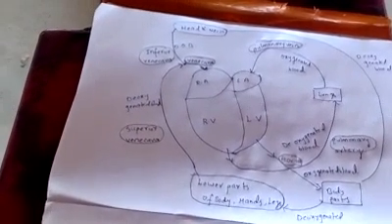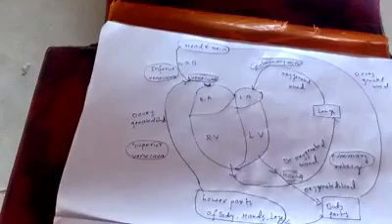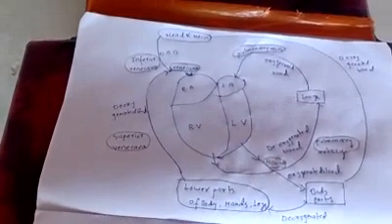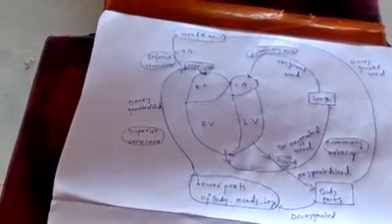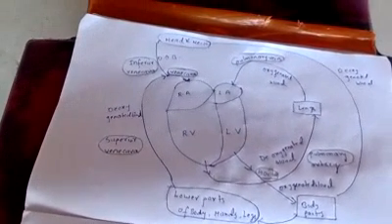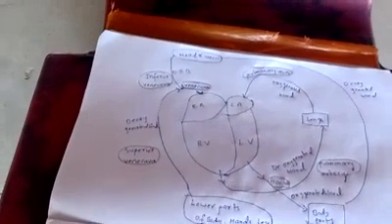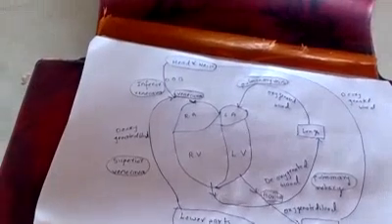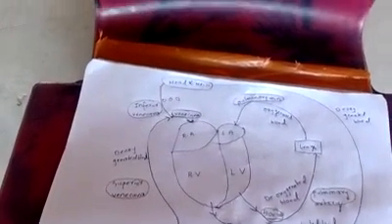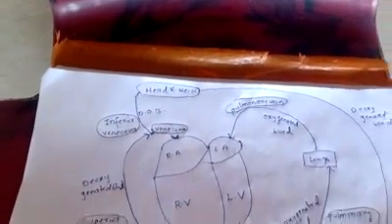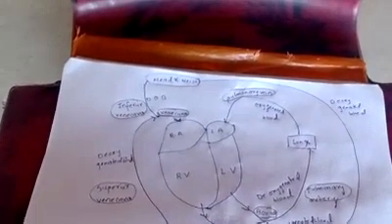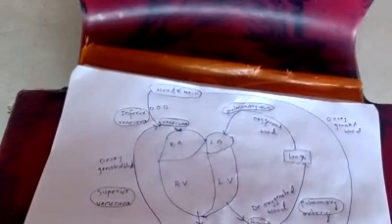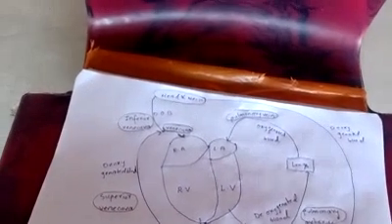From the lower parts of the body, nothing but the hands and legs, the superior vena cava collects the deoxygenated blood, and from the head and neck region, another major vein called the inferior vena cava collects the deoxygenated blood. DOB means deoxygenated blood.